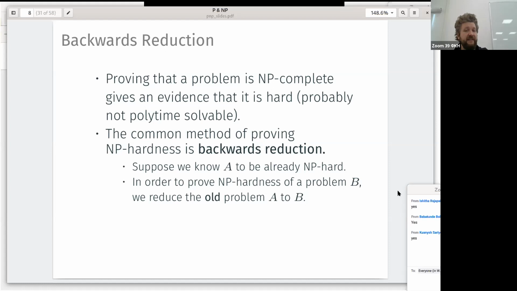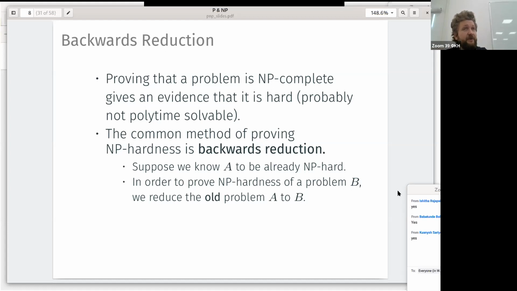We'll see that A is easier than B. But A itself is hard, therefore B is even harder. And this will make B also NP hard, formally speaking, by transitivity of reduction. So you reduce A to B.